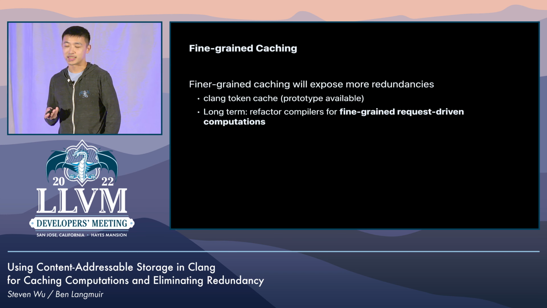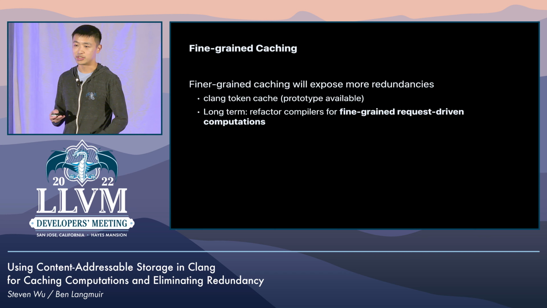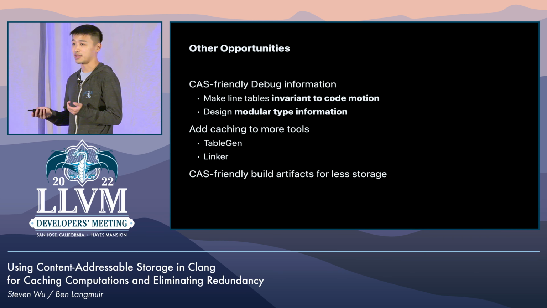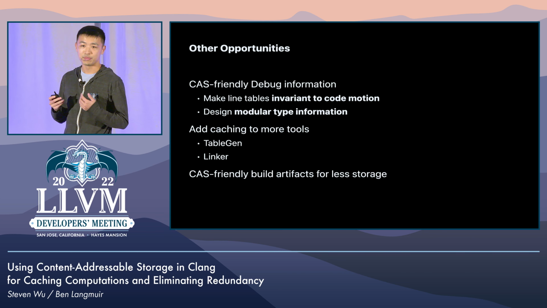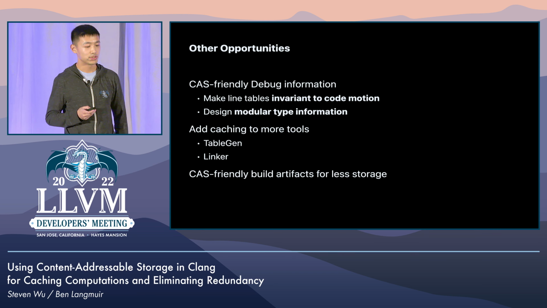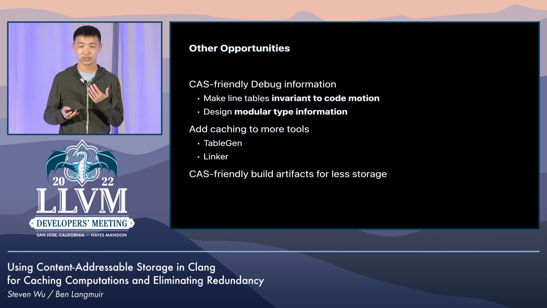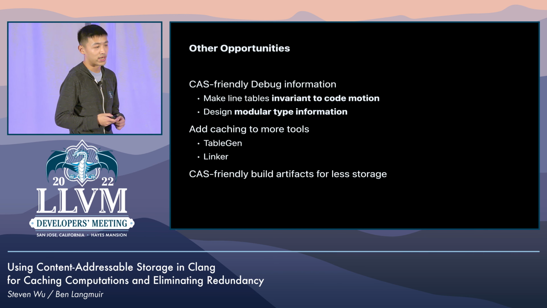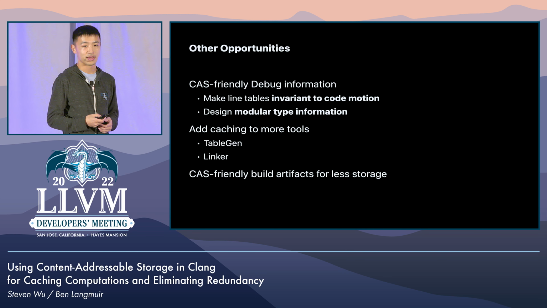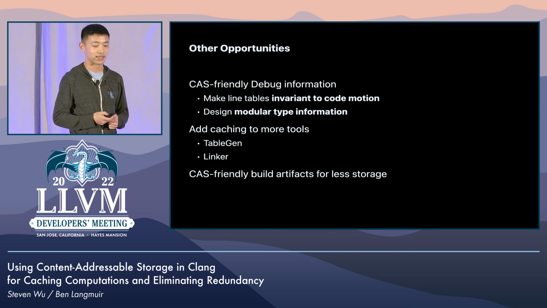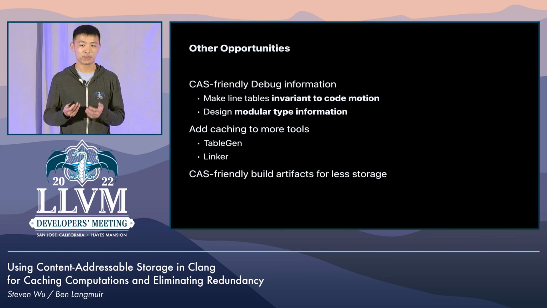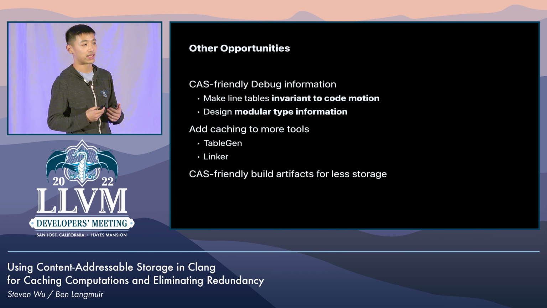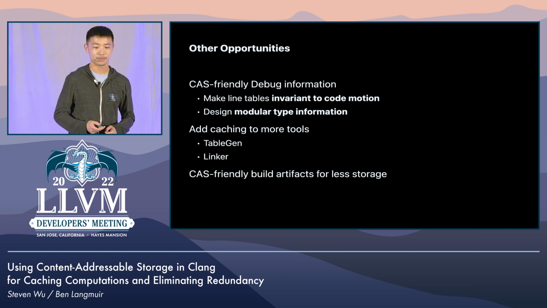For the long term, we discussed the opportunities that we can refactor Clang into a request-driven model so that it can be more cache-friendly. We also briefly mentioned debug information. There's more we can do to optimize debug information. For example, we can change the layout of the line tables or type infos so that it can be more cache-friendly. As we mentioned before, we also build caching capabilities into a lot of other build tools like LLVM TableGen and linkers. We also have people expressing interest in expressing other kinds of build artifacts in a more cache-friendly way, so we can optimize them as well for size and speed.